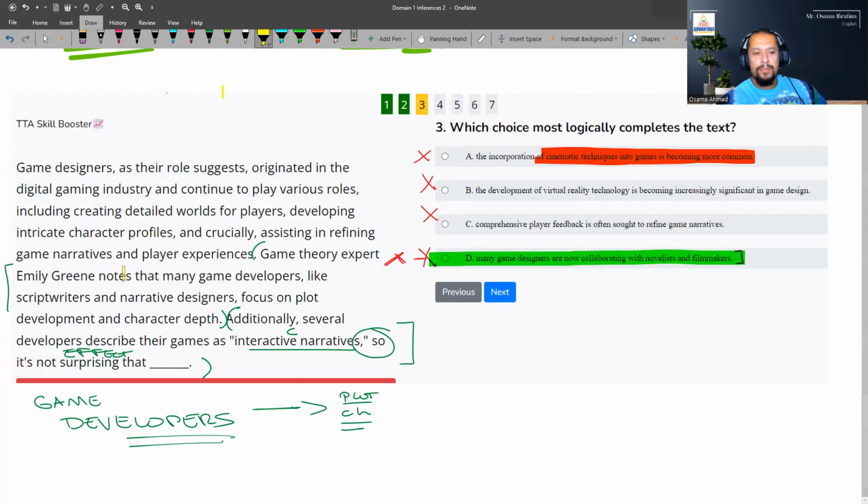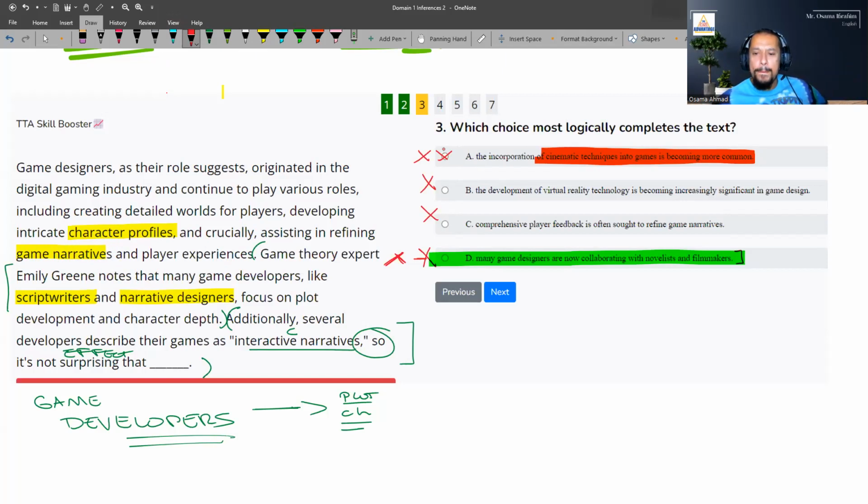I mean, it's focusing more on the game developers and script writers. Yeah, the character profiles, the game narratives, which is a story, script writers, narrative designers. So cinematic technique is how they shoot the game. So it's more for directors, right? Not for script writers. Okay, what about answer B?